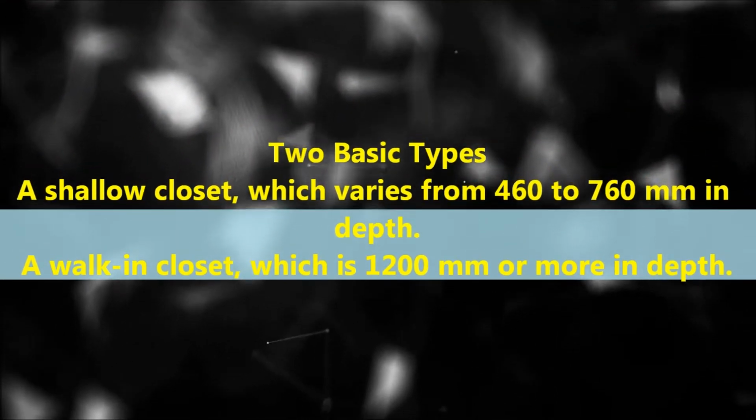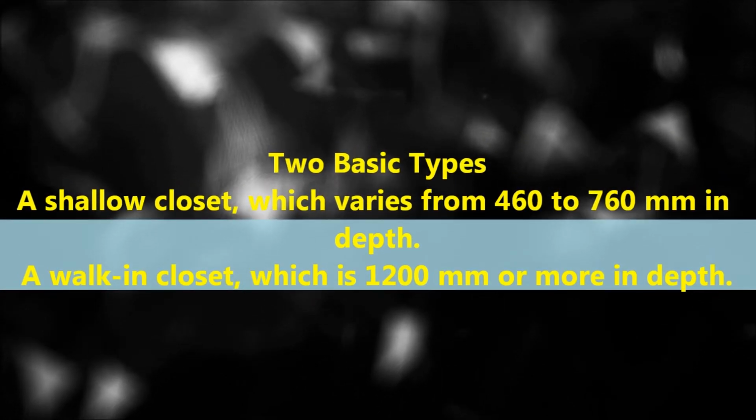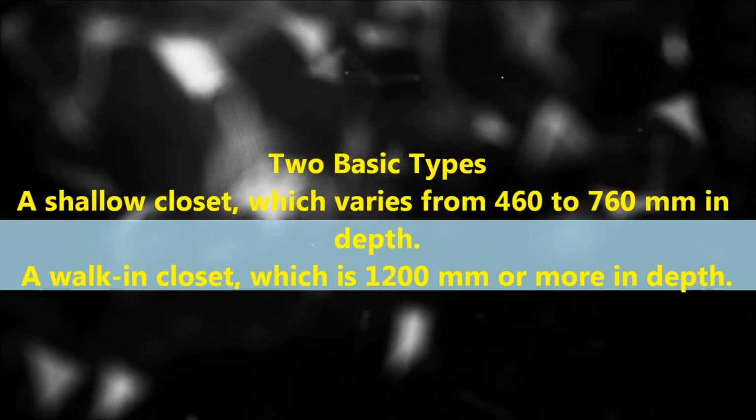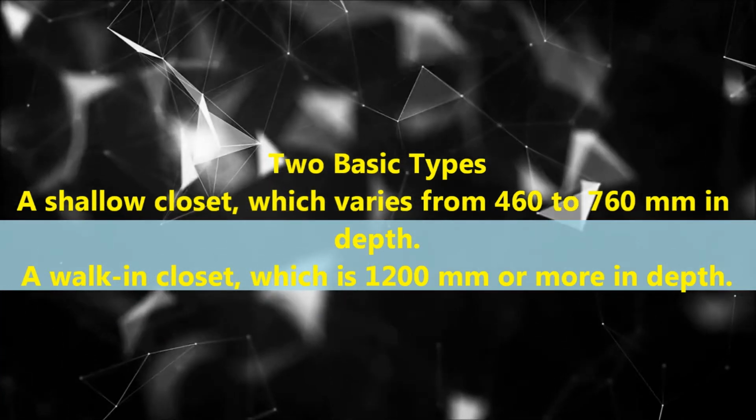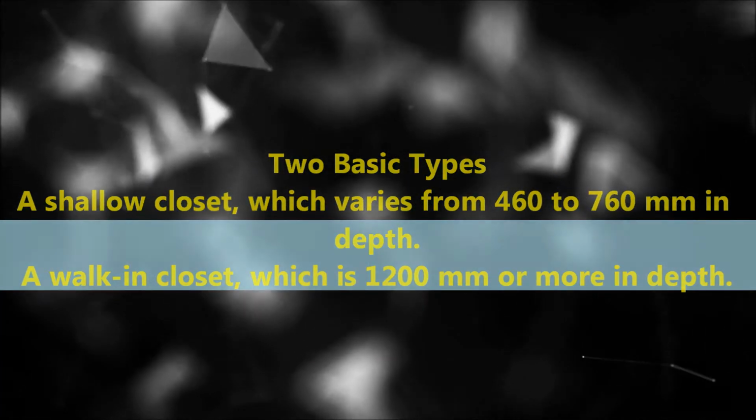2 basic types: a shallow closet, which varies from 460 to 760 mm in depth; a walk-in closet, which is 1,200 mm or more in depth.